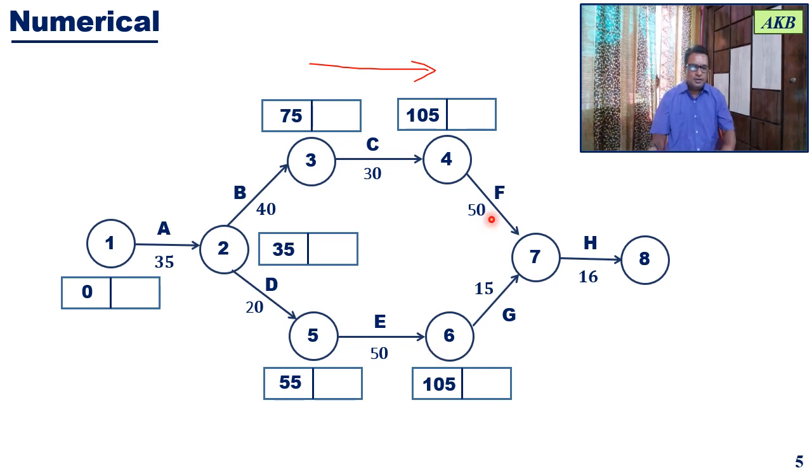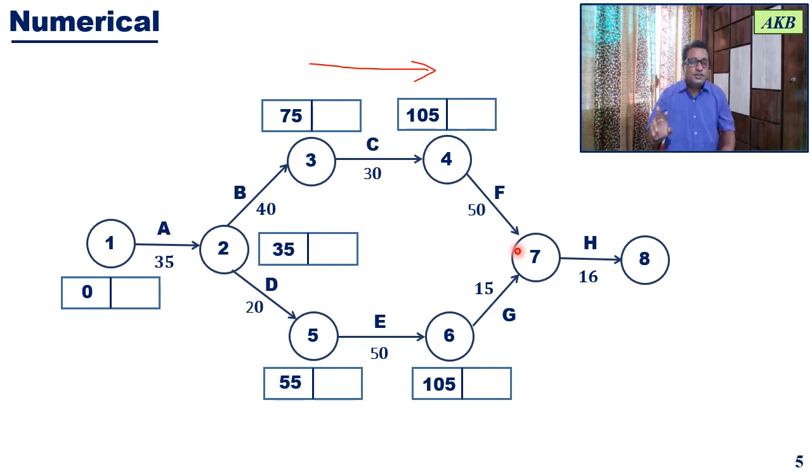Now when you have done calculations for event 4 and event 6, for doing calculations for event 7, you can do it in two ways. You can calculate from event 4 or you can calculate from event 6. If you calculate from event 4, it will be 105 plus 50. And if you calculate from event 6, it will be 105 plus 15. So in one way you are getting 155 and in the other way you are getting 120.